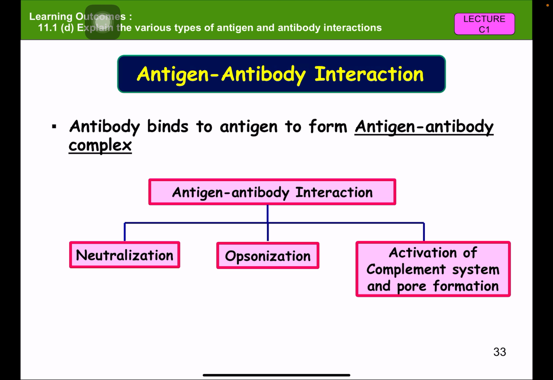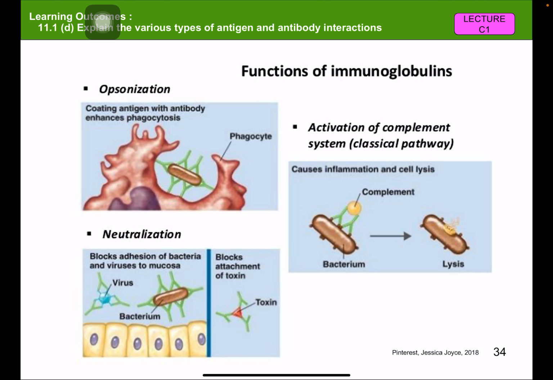Okay, guys, now let's see the antigen-antibody interaction. Any antibody which binds to the antigen will form what we call the antigen-antibody complex. For this interaction, we have three types: the neutralization, the opsonization, and also the activation of the complement system and pore formation. These are the functions of immunoglobulins.